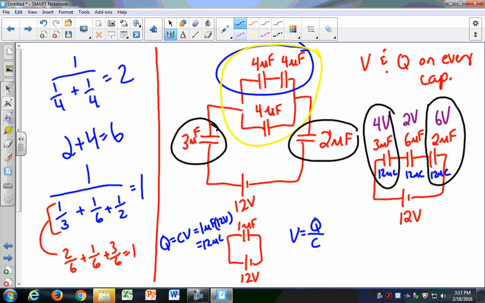It's good to make mistakes right here. This is where you need to make mistakes. So the equivalent capacitance of this whole thing right here is 6 microfarads. It is this capacitor right here. So that 6 microfarad capacitor has 2 volts across it. What is the voltage then across these 4 microfarad capacitors?